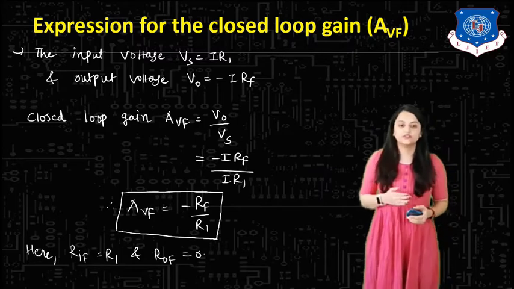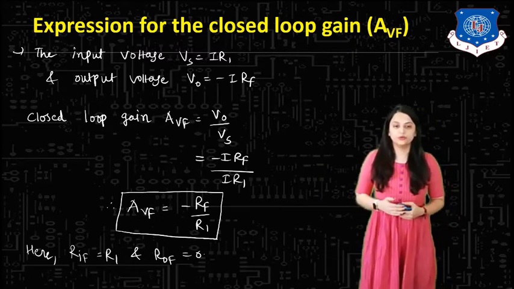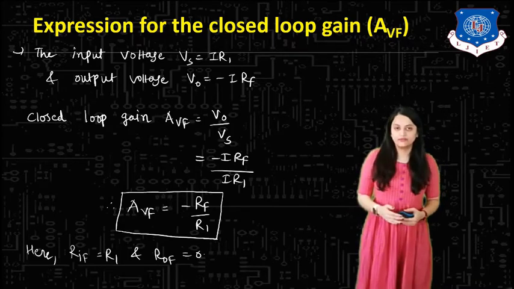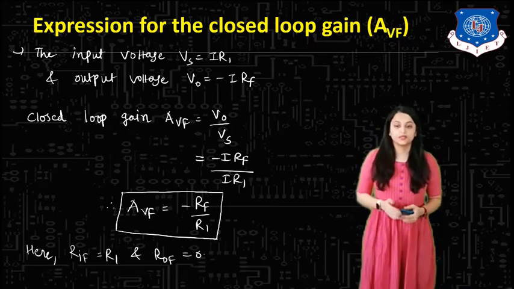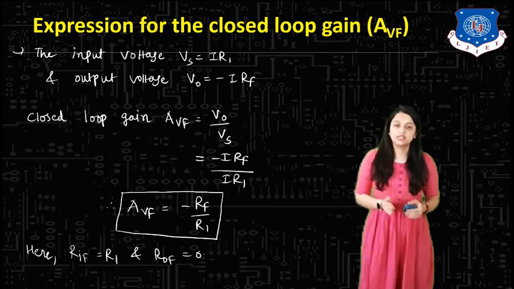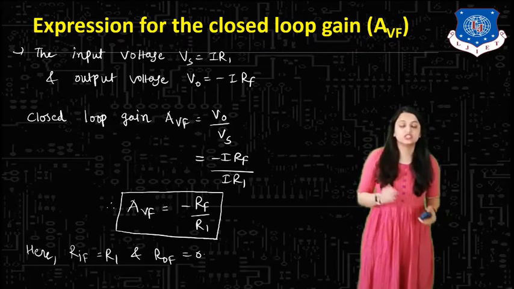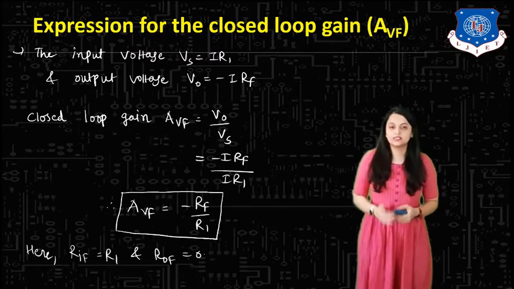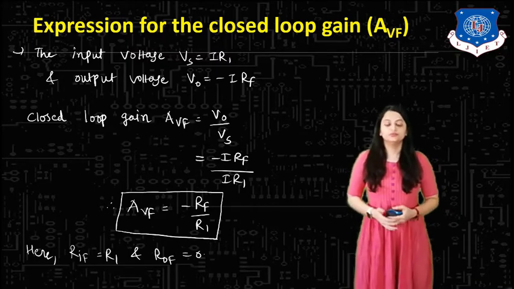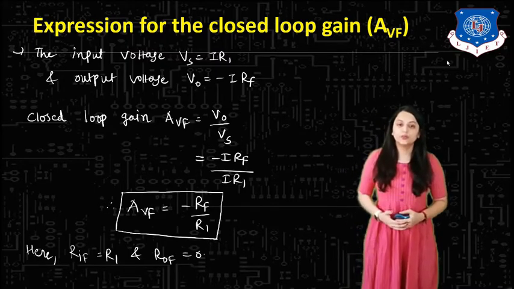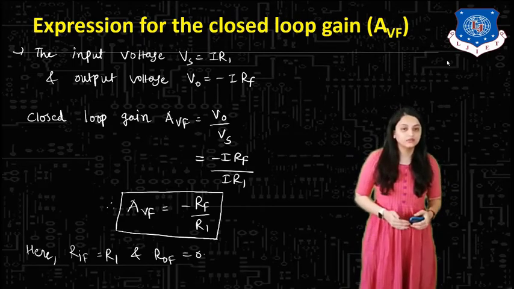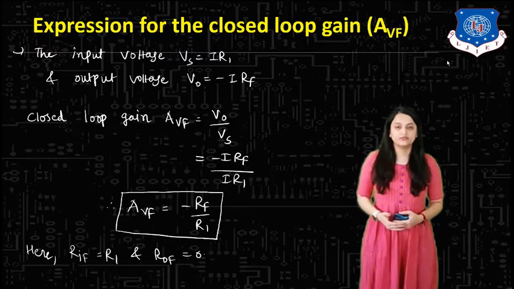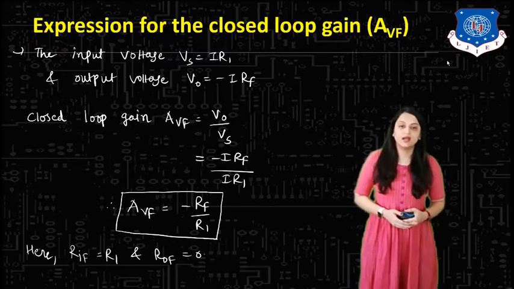Here RF is the feedback resistance and R1 is the input resistance. Here we can take RIF equals R1 and ROF equals 0, where RIF is the input resistance with feedback, which is R1 here, and ROF, that is output resistance with feedback, is 0. So remember the equation for the closed loop gain for the inverting amplifier, AVF, that is equal to minus RF by R1.